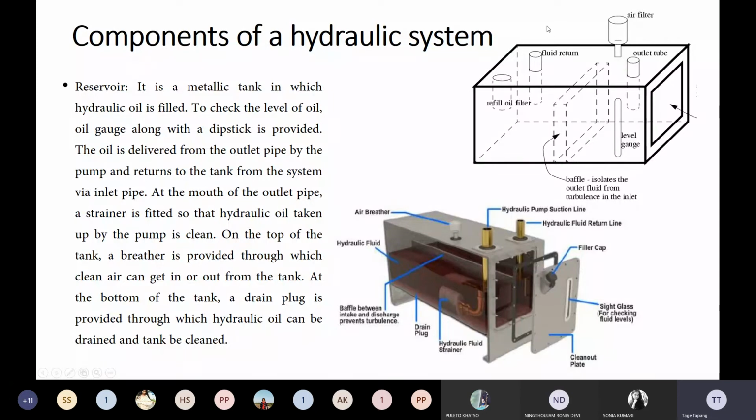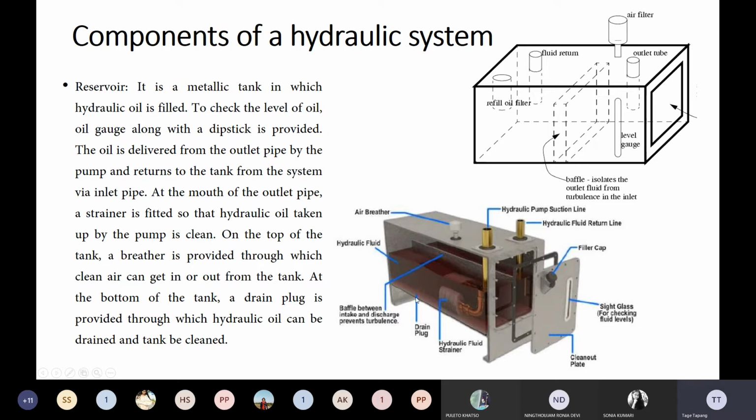Fluid return means after circulating in the various parts, whatever fluid is returning back will come through this inlet. Whatever fluid has to be taken from here will be extracted through this outlet. Here you see the hydraulic fluid return line coming back from different parts. Here, this similar one, fluid return. Hydraulic pump suction line means going out. Air breather, just to circulate some air.